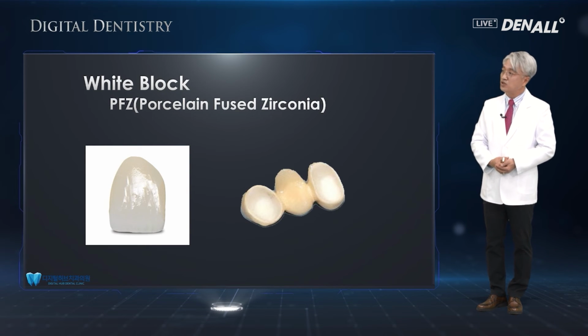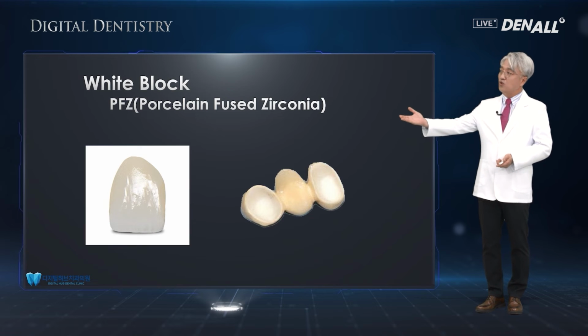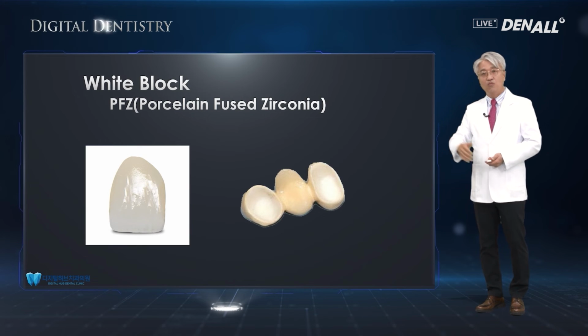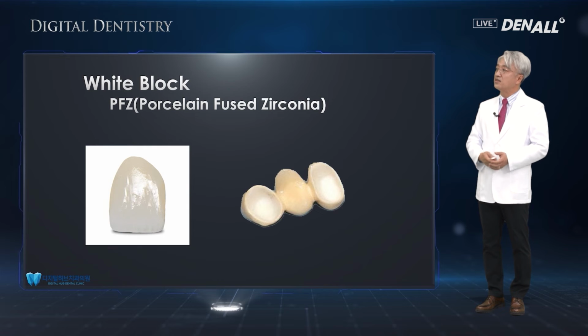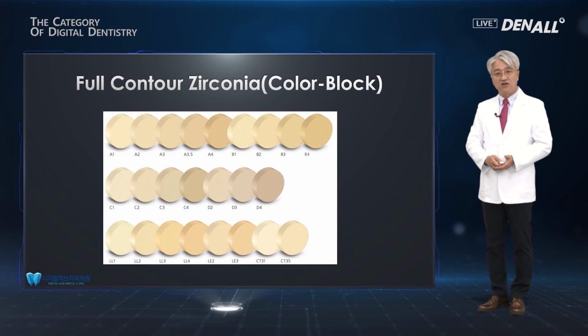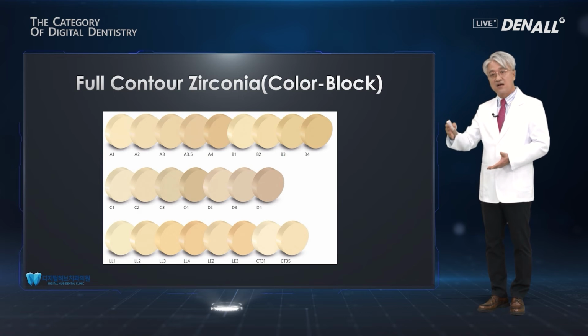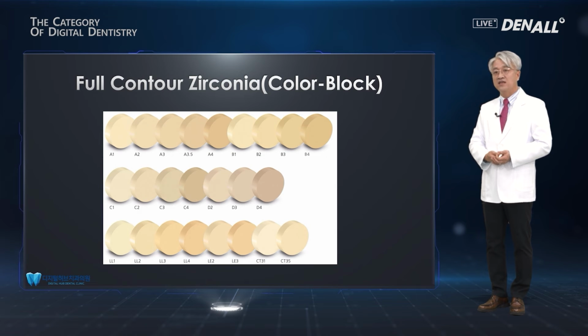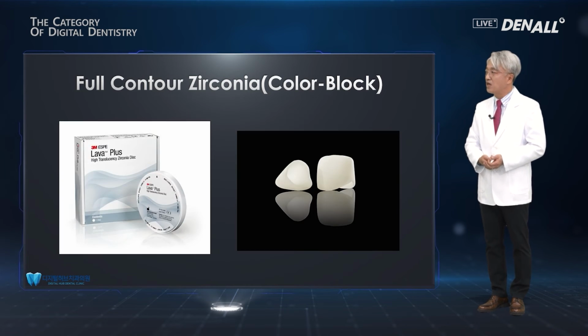So first, the white block. As you can see here, the core is the block, and it's layered around it. And this is the color block. There are different shades of color blocks, so you can more intuitively match the colors.